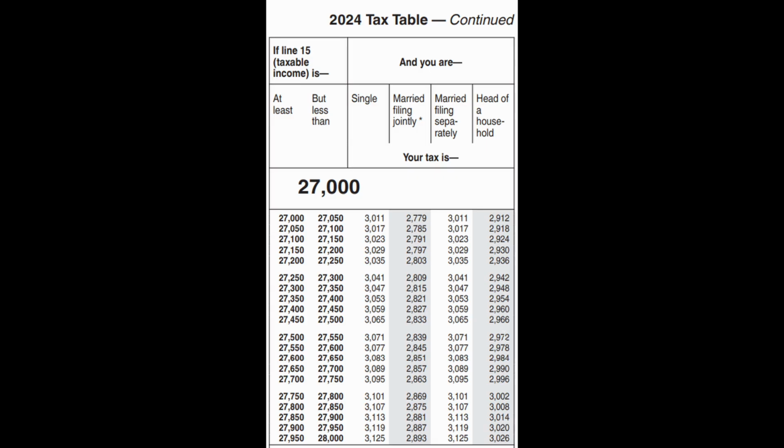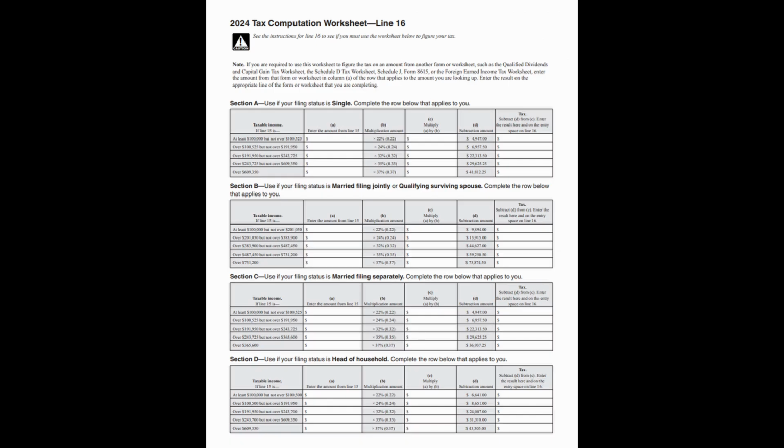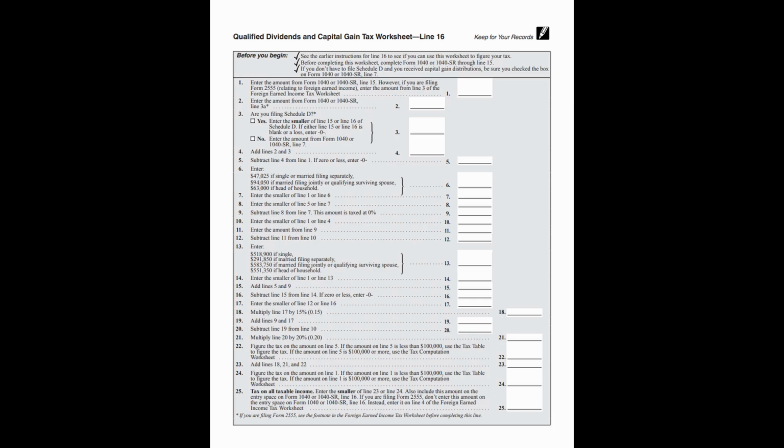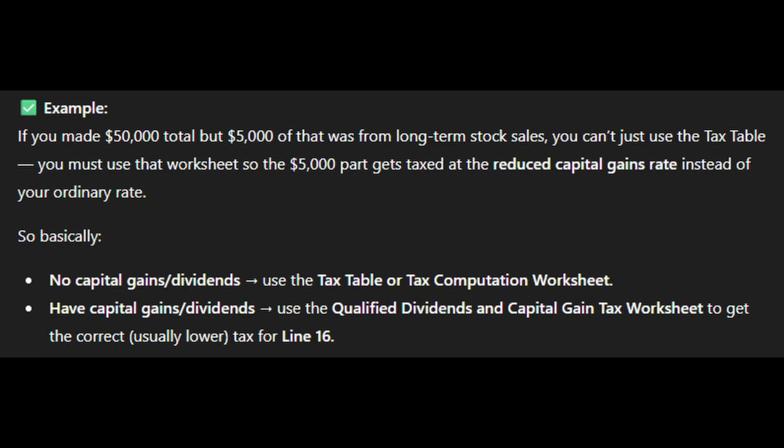Normally, you would use the tax table for incomes under $100,000 or the tax computation worksheet for income of $100,000 or more. But if you have qualified dividends or long-term capital gains, your income is taxed at special lower rates, 0%, 15%, 20%, instead of the regular income tax brackets. That's why the IRS gives you a different worksheet called the Qualified Dividends and Capital Gain Tax Worksheet, also found in the Form 1040 instructions. It recalculates your tax to account for those lower rates on the portion of your income that came from qualified dividends, typically from stocks held over 60 days, long-term capital gains, assets held over a year. Here's an example of how that works.